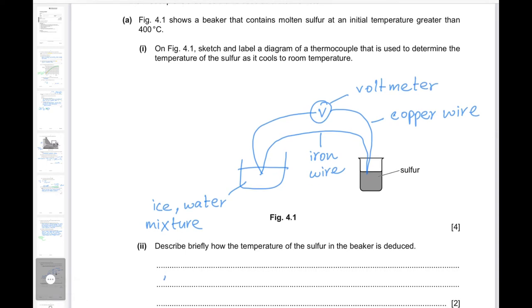To describe briefly how the temperature of the sulfur in the beaker is deduced, you'll use the EMF value that's measured using the voltmeter. And along with the thermocouple thermometer comes a calibration graph or calibration table. So if you know the value of EMF, you can use that to find out the value of temperature. For example, let's say you had a calibration graph where you'll have plotted EMF against the temperature. So if you know the value of EMF, you'd be able to find the corresponding value of temperature as well. You only need to know one to find out the other value.